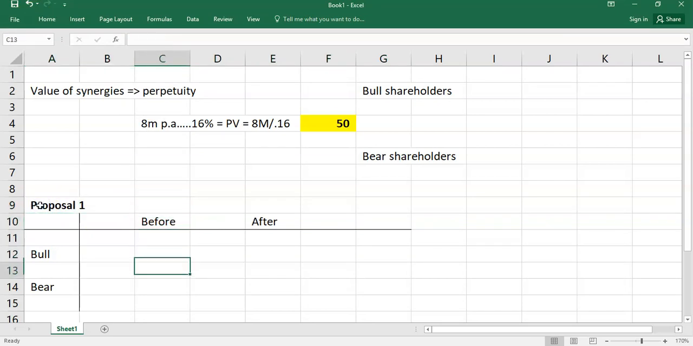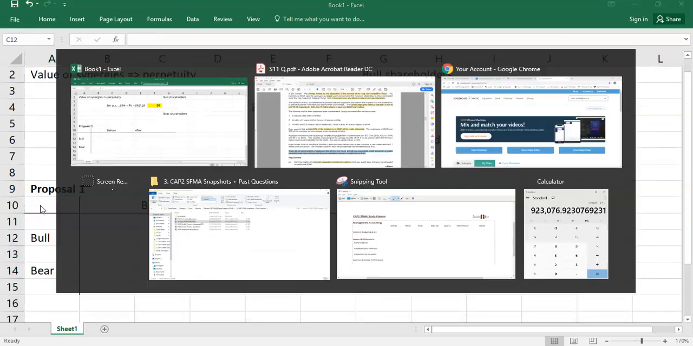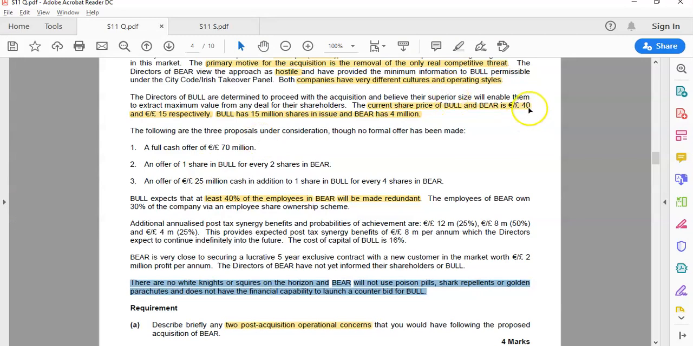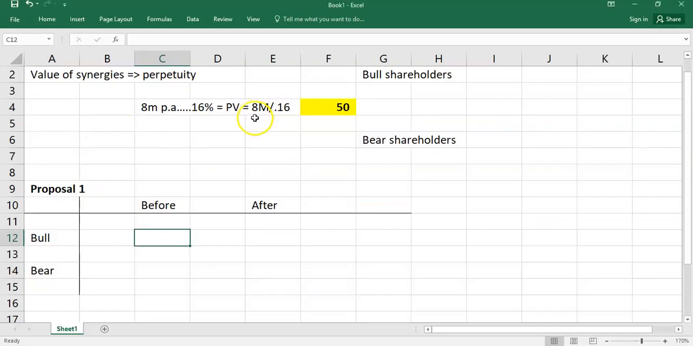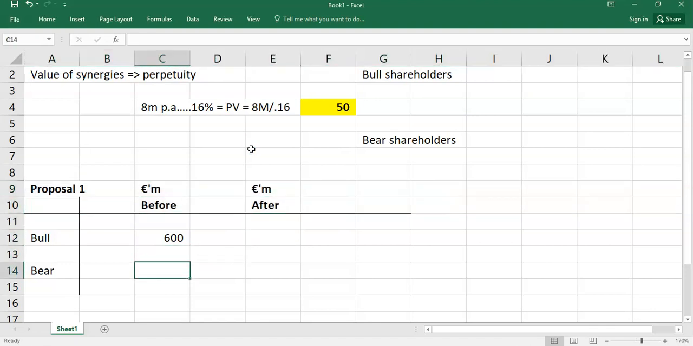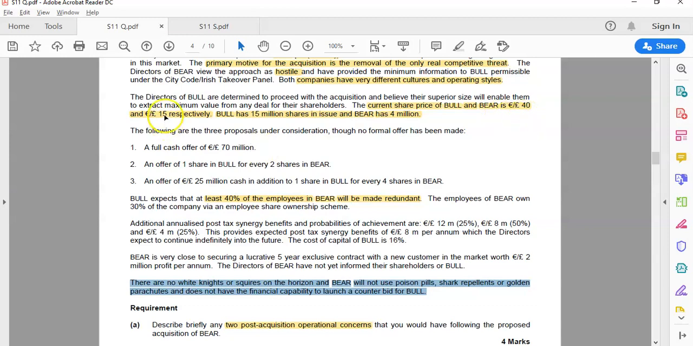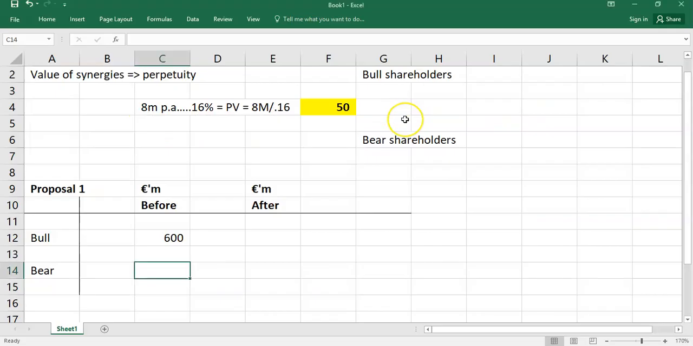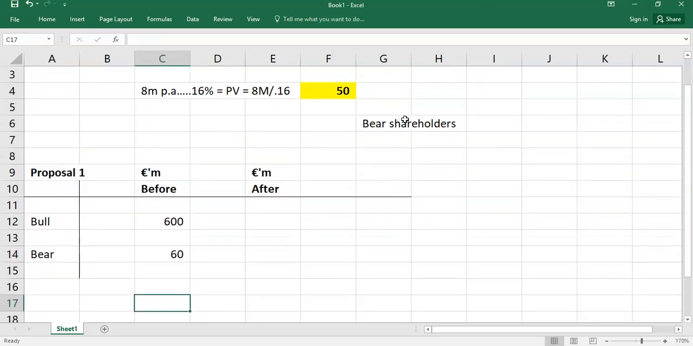So if we take beforehand, bull and bear. Well, we know beforehand, bull had a €40 share price and 15 million shares. So 15 million times 40, 600 million. So we'll just put there euros millions. We also know beforehand the target had a €15 share price and 4 million shares. So they were worth 60. So beforehand, the bull shareholders had €600 million worth, bear had 60.